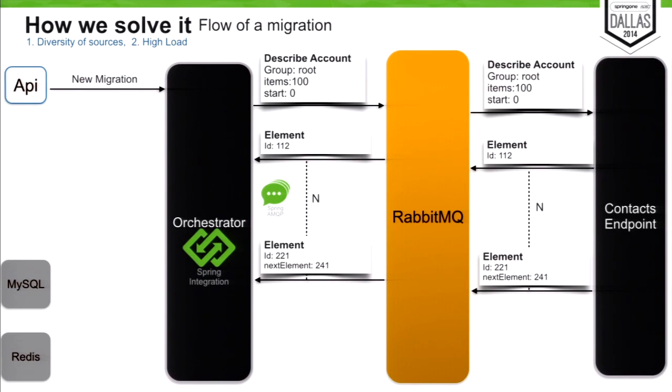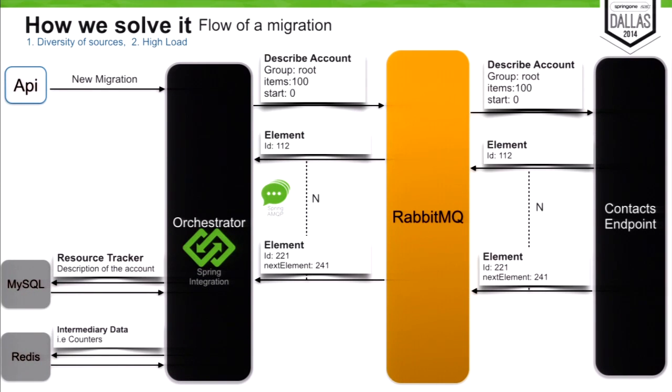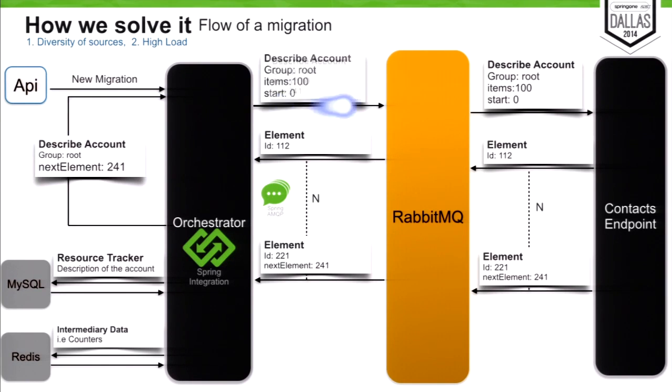Once we have the elements, the ID is stored in the resource tracker, and we store temporary data or intermediate data, like the next element, in Redis. Once the batch is complete, we can continue with the following batch. Okay?